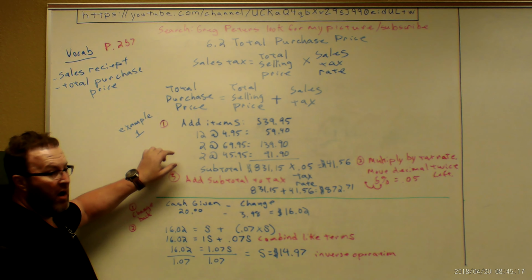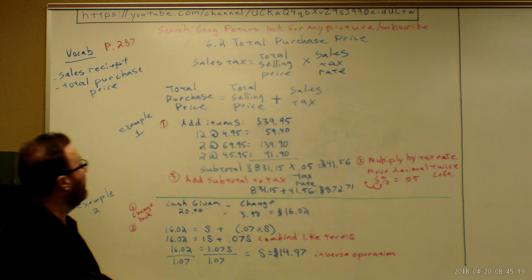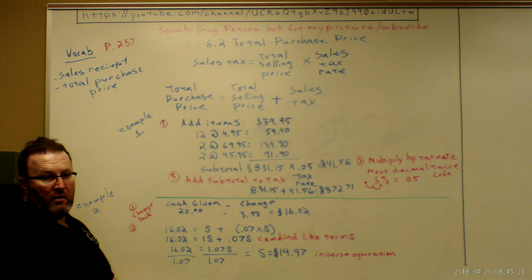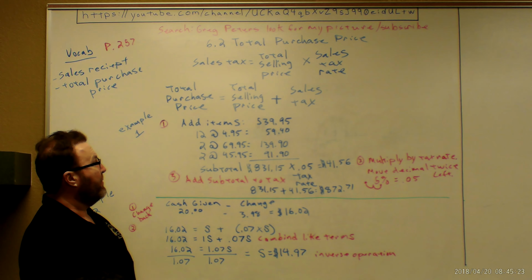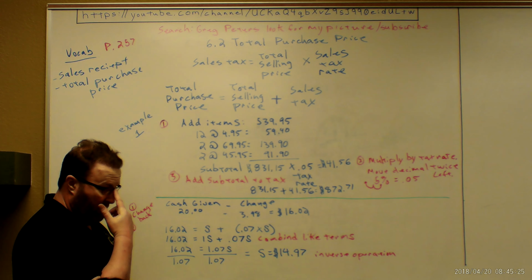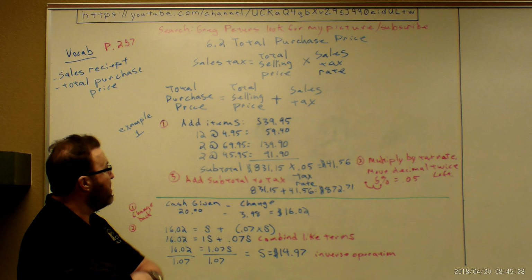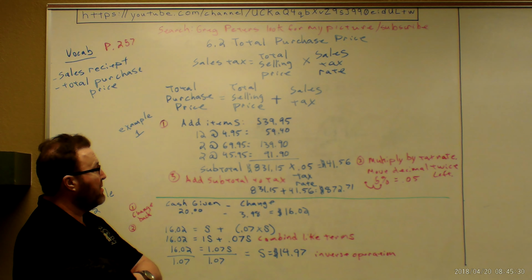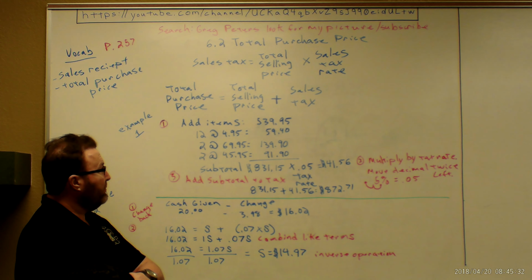Who's going to read example one? Mike Cross owns a tree trimming company. He purchased the items listed on the sales receipt. Mike checks the information on the receipt. The sales tax rate is 5%. What is the total purchase price?